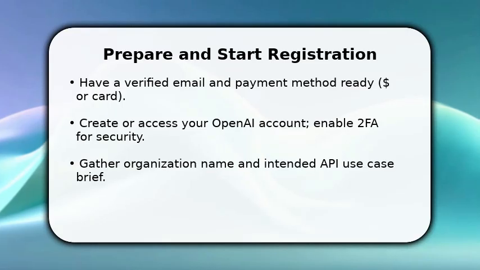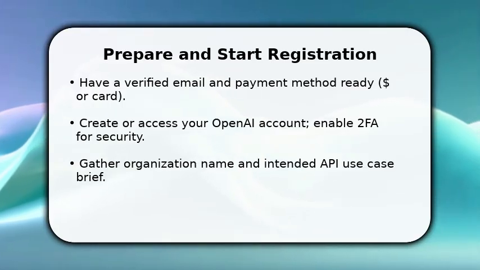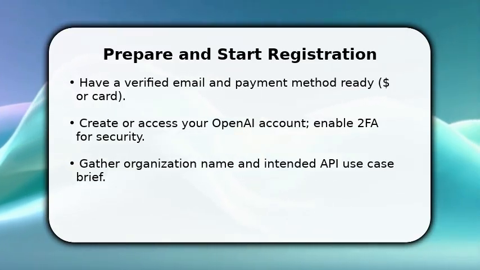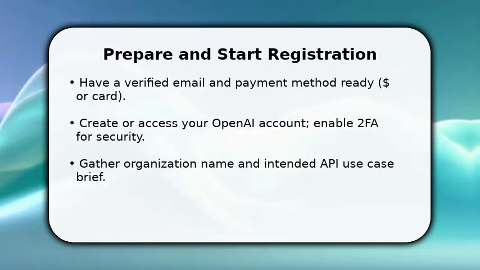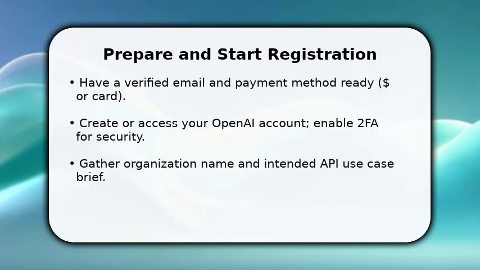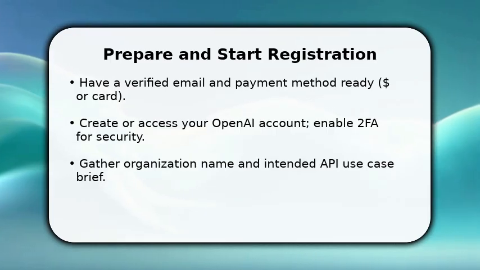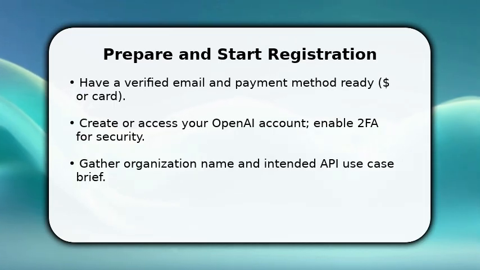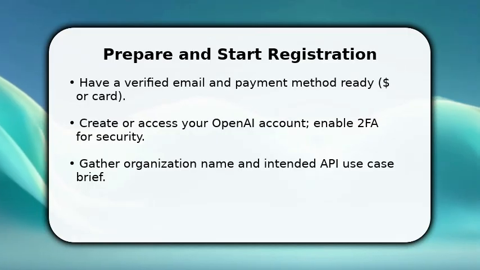You begin by preparing required items, a verified email, a payment method, and a concise description of your intended API use. You create or sign into your OpenAI account and enable two-factor authentication for safety. Once signed in, navigate to the Developer or API section and choose to register for API access. This tells the system who you are and why you need keys.